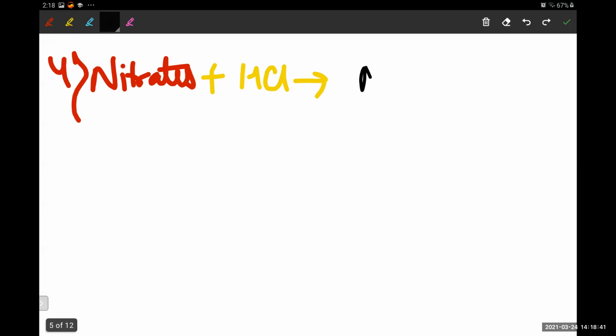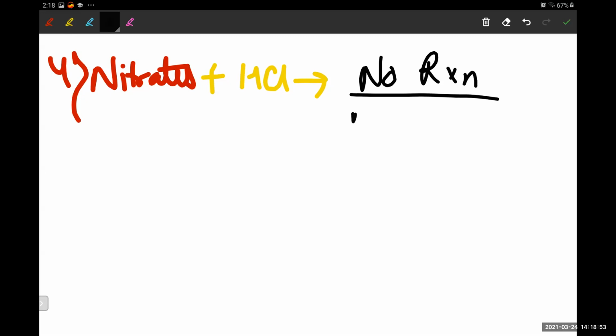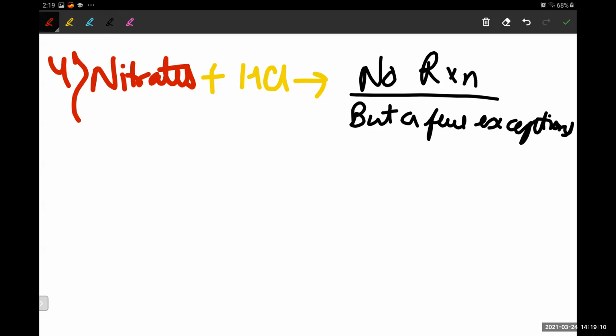There will be no reaction. There will be no reaction with basic salts. Nitrate will not react, but a few exceptions are there. So let's talk about those exceptions. We have a few exceptions like lead nitrate. You all must have heard the name before.